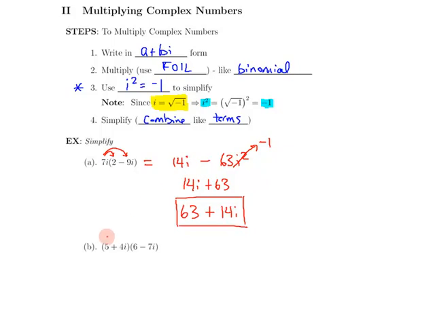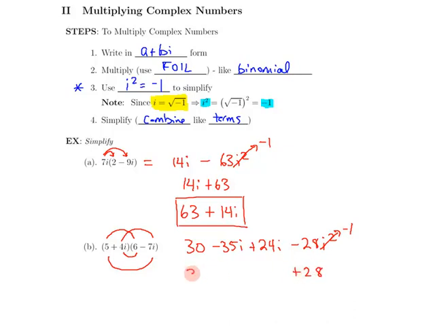Okay, let's do this one. 5 times 6, 30. Minus 7i times 5 is minus 35i. 4i times 6 is plus 24i. And 4i times a minus 7i is minus 28i squared. Okay, let's start with the last term. What happens? i squared becomes negative 1, so that becomes plus 28. Right, I have 30 and a plus 28.